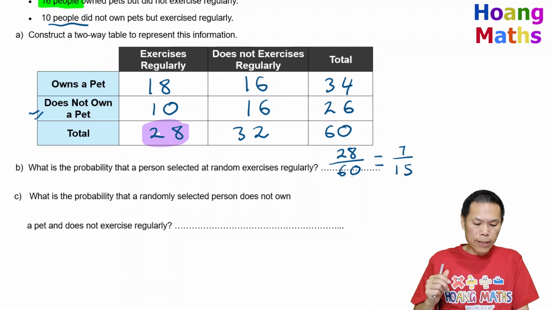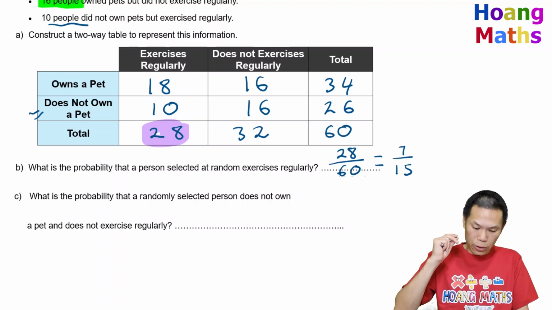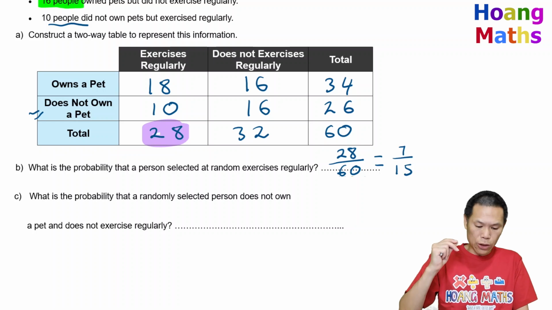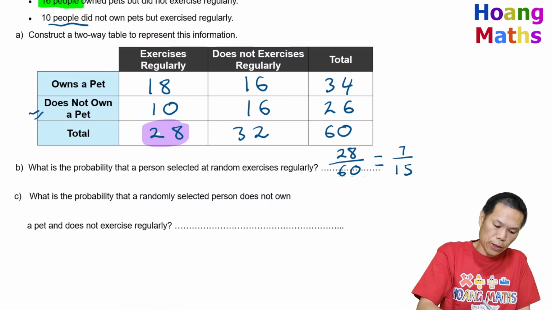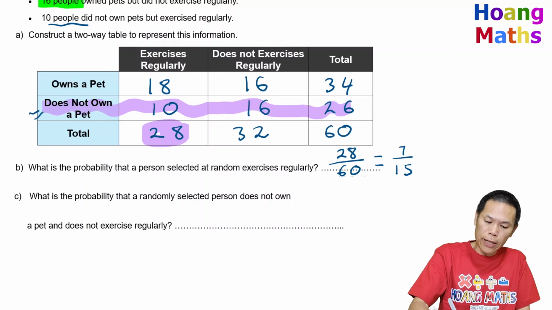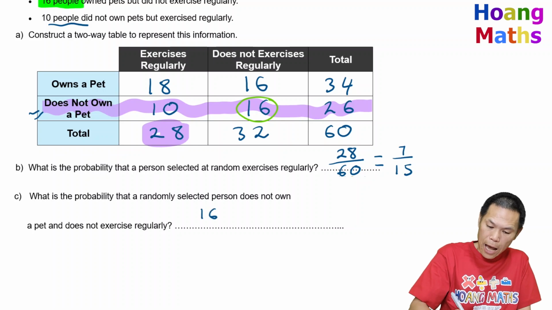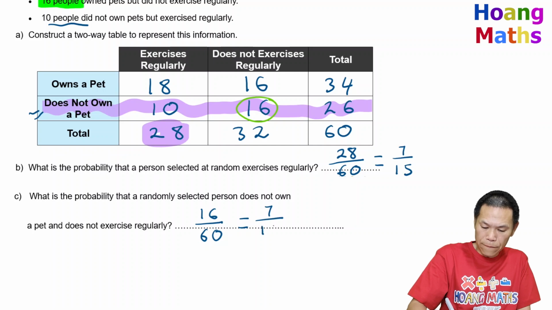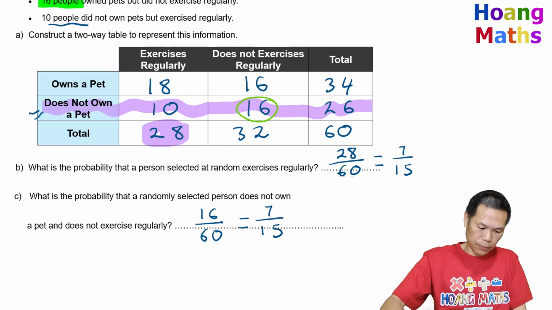Part C. What is the probability that a randomly selected person does not own a pet and does not exercise regularly? So no pet, this one here, and not exercise regularly, that should be here. So that is 16 out of 60. That's exactly the same as 7 over 15. There you go.